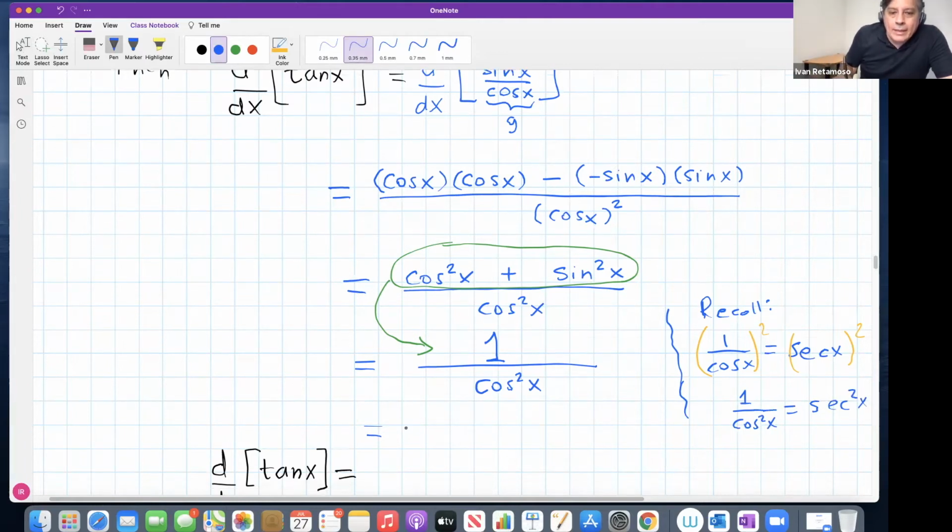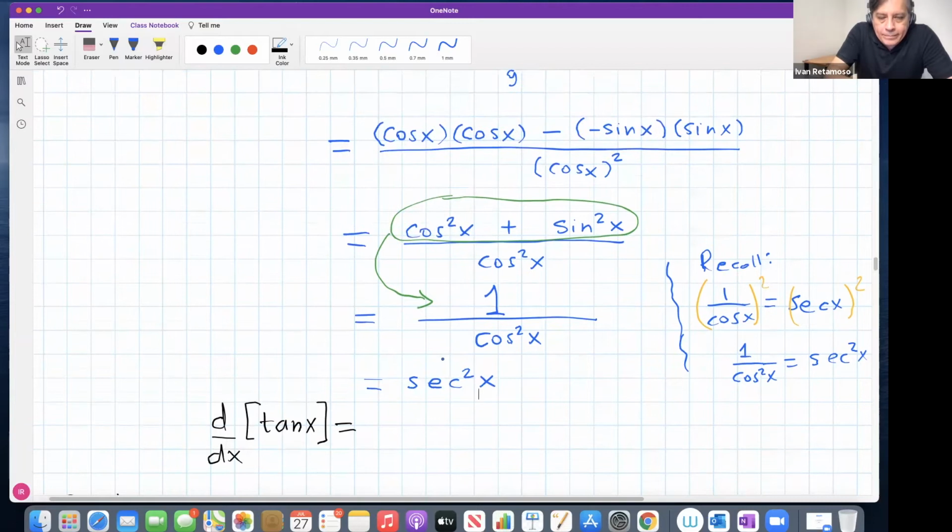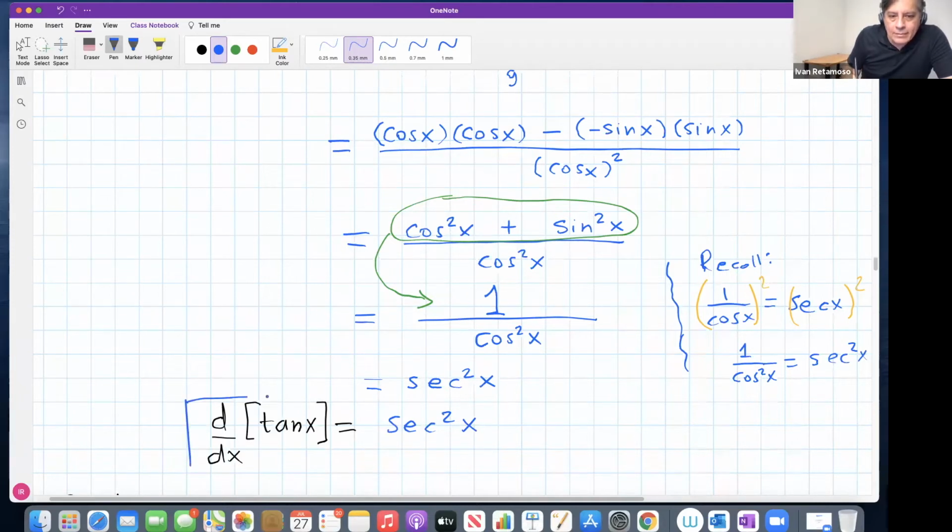So believe it or not, guys, this is equal to secant square of x, which is the next result that we should remember. In the end, I will give you a table. So the derivative of tangent is equal to secant square of x. This is the other result that you should really memorize. The derivative of tangent of x equals secant square of x.